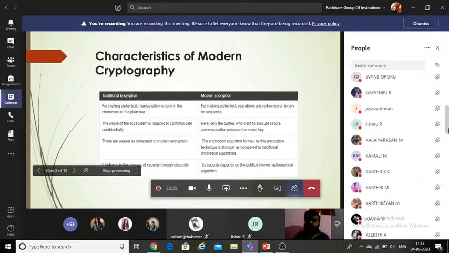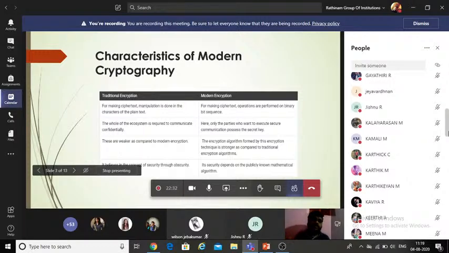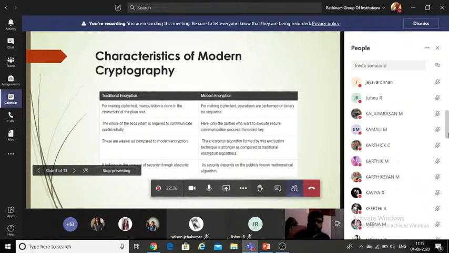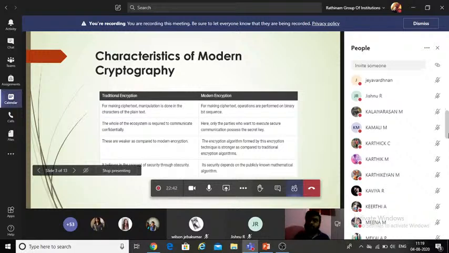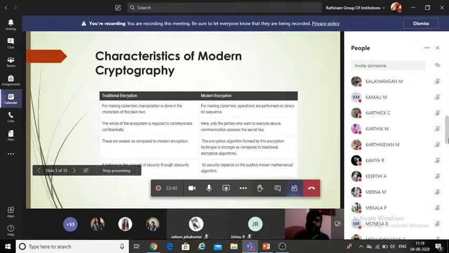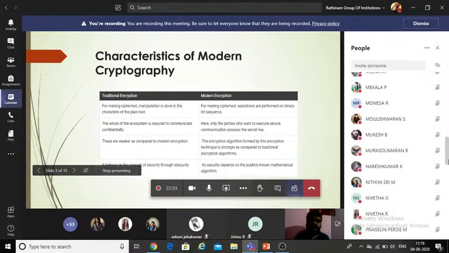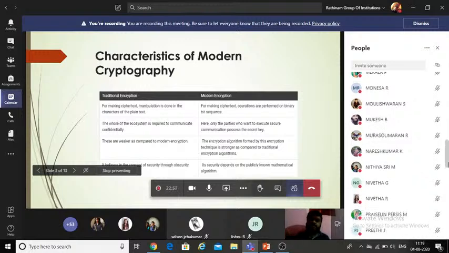And what about the second one? The whole ecosystem is required to communicate confidentiality. The whole ecosystem means the sender is responsible, the receiver is responsible, and the traffic channel is responsible. Each and every one who takes part in this communication is responsible for the message's confidentiality. Clear? That is in traditional encryption.